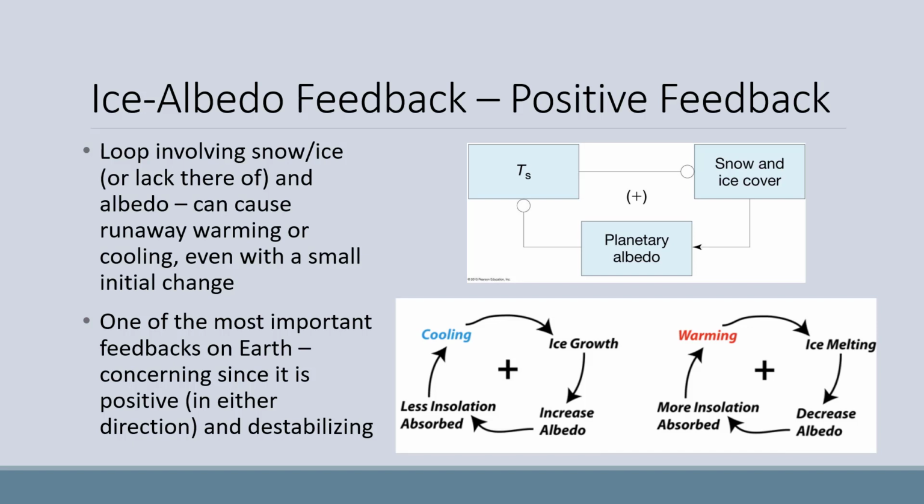The loop is shown for each potential scenario very clearly by the bottom image. In the scenario on the left, we have cooling, which leads to more ice, which increases albedo, which means less solar radiation is absorbed by the Earth system, which further increases cooling, and so forth. In the scenario on the right, we have warming, which leads to ice melting, which decreases Earth's albedo, which means more solar radiation is absorbed by the Earth system, which further increases warming, and so forth. In both situations, it is a positive feedback because the initial change is reinforced.